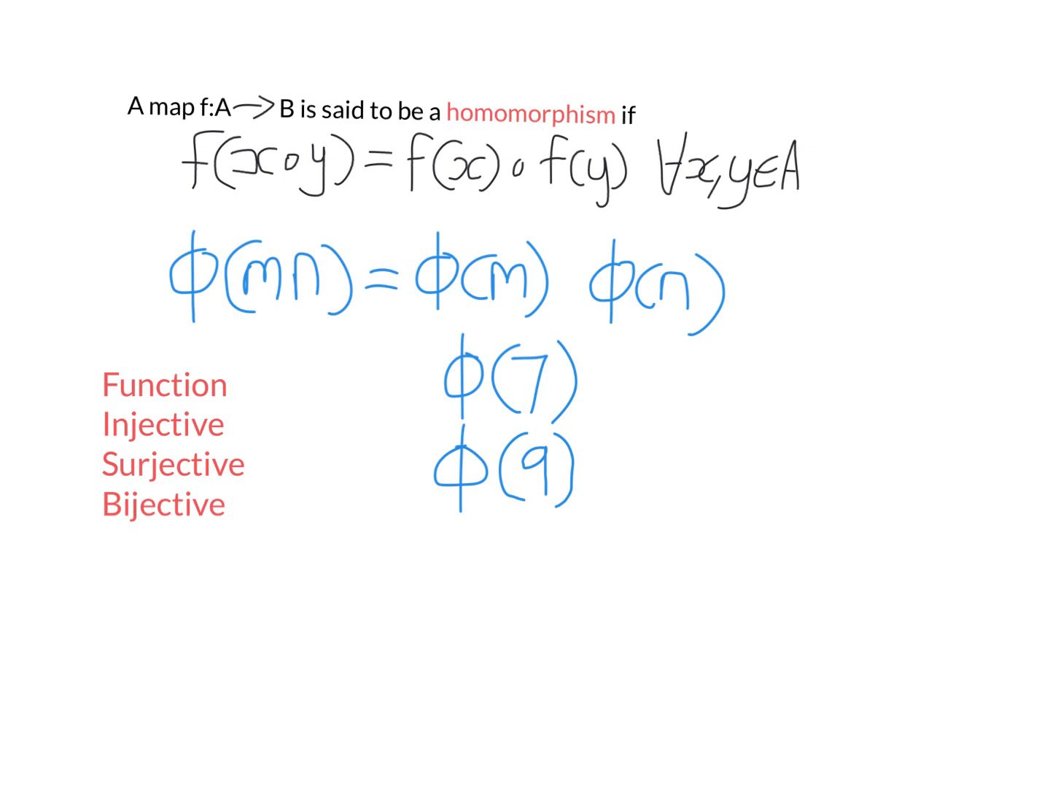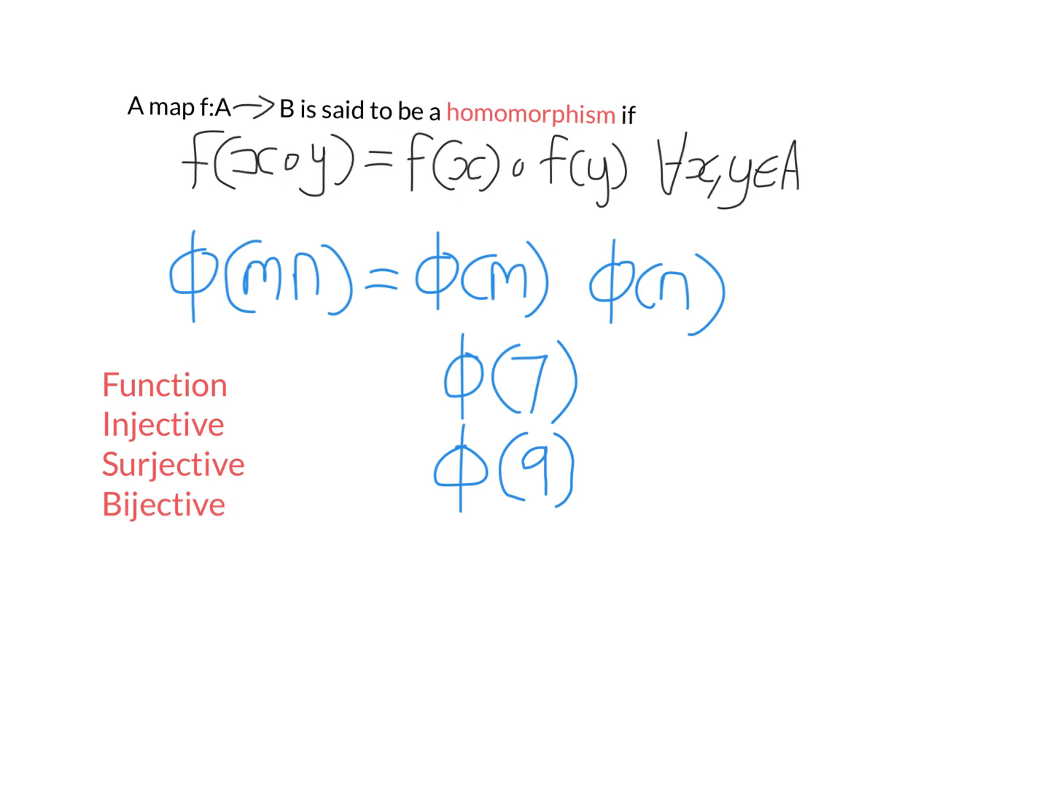A homomorphism is a special type of map. So this notation means we call the map F, and it goes from set A to set B. A and B can be the same set. So a homomorphism satisfies this definition: F of x operation y is equal to F of x operation F of y. Here this operation can be whatever we want. Usually it's multiplication or addition.